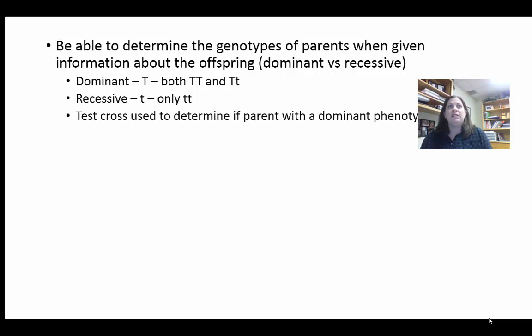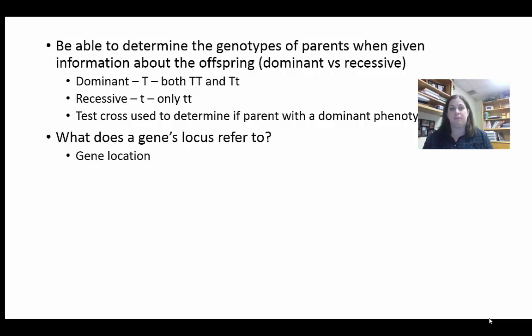Also know, when you do a test cross, you need to use this to determine if the parent with the dominant phenotype is a big T, big T or a big T little t. And remember, we talked about this in the notes where you did two separate Punnett squares. If all of the offspring end up being tall, then you know that that parent was big T, big T. However, if half of them come out short, then you know that that individual was big T little t.